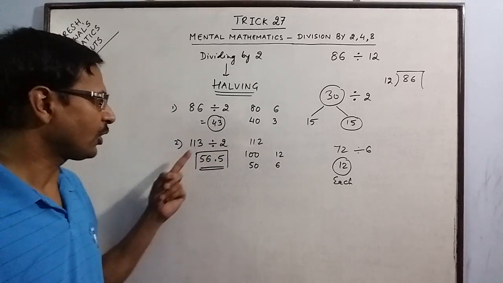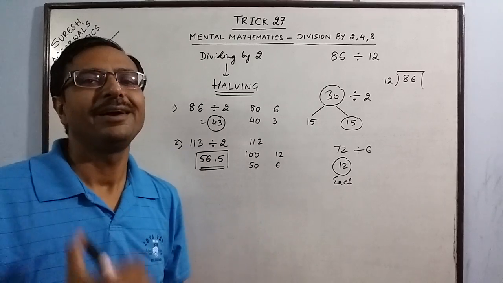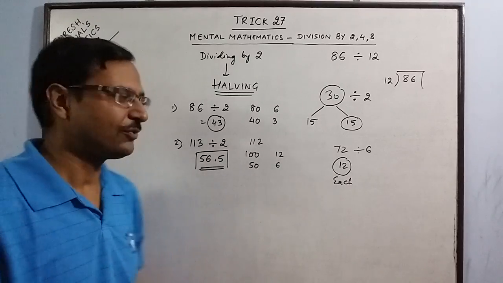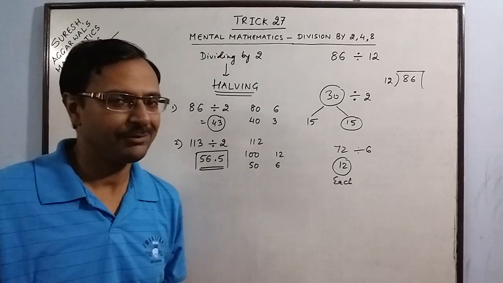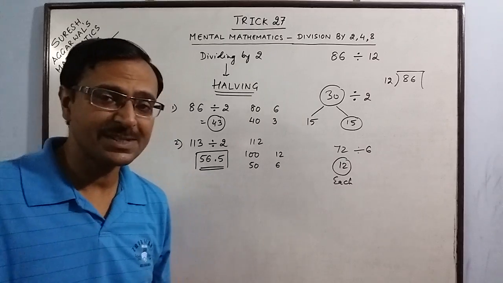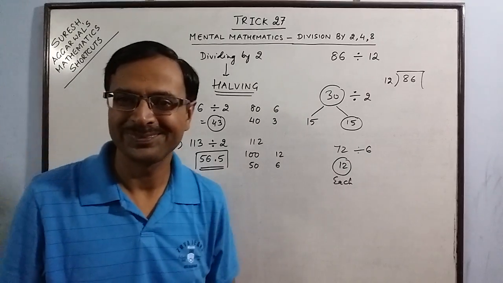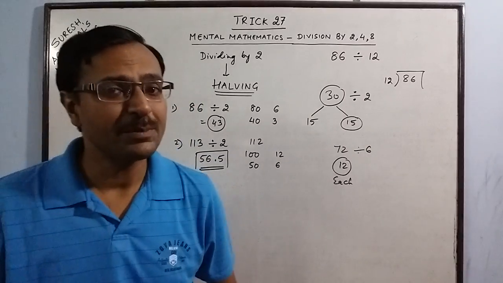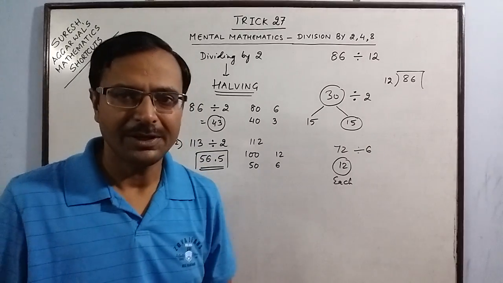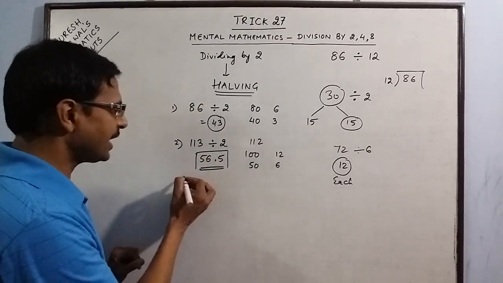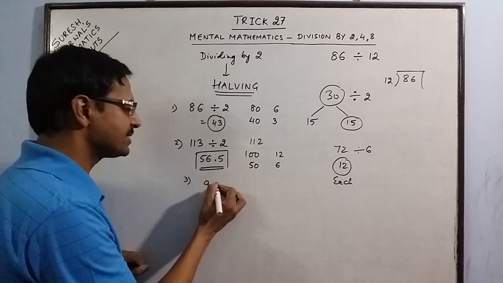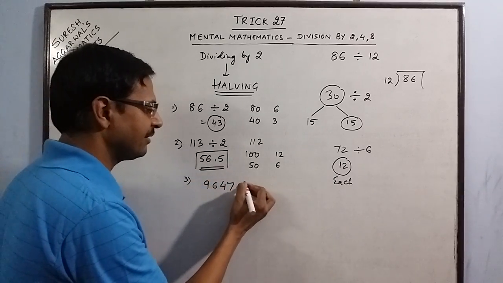Why? Because we forgot 1 and half of 1 is 0.5, so we have to put 0.5 in front of that number. So we get 56.5 as the quotient when we divide 113 by 2. Now see, things become so easier. Now let us take a larger number. Say I have 9647 divided by 2.